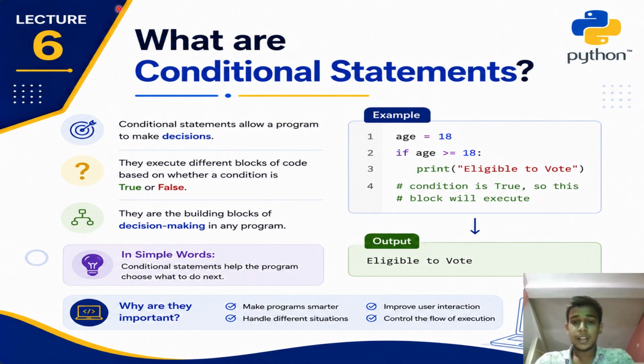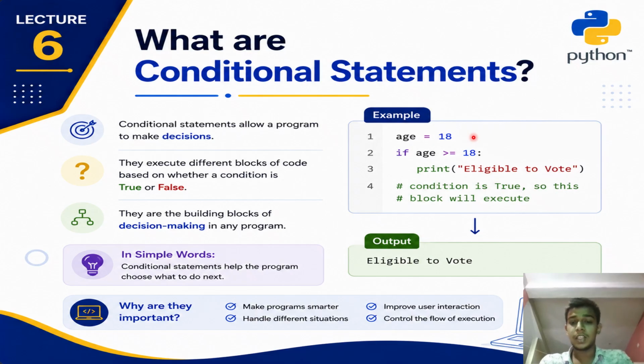Now let's understand the example given here. As you can see in the example, the first line is age equals 18, and here the condition starts. If age is greater than or equal to 18, print eligible to vote. In the first line, we create a variable called age and assign the value 18. In the second line, we use a conditional statement, if. It asks Python to check whether the condition age is greater than or equal to 18 is true or not. This symbol is greater than or equal to.